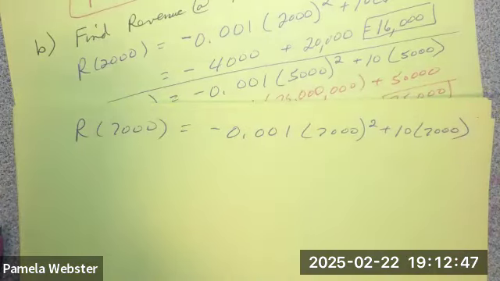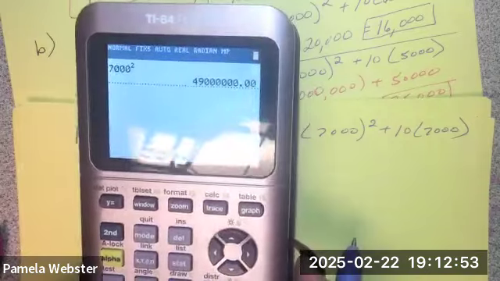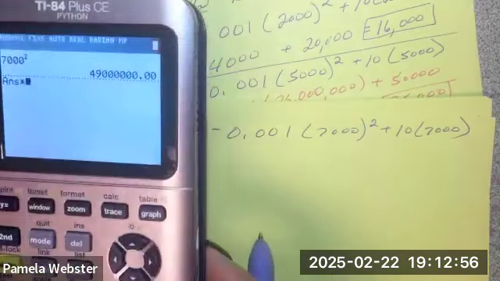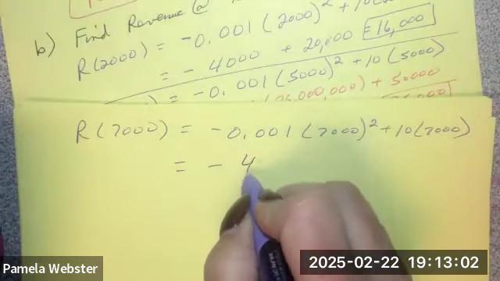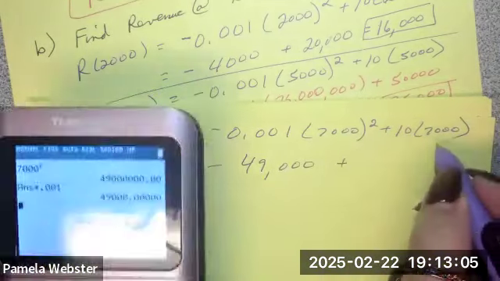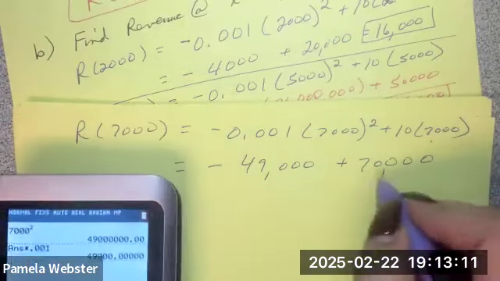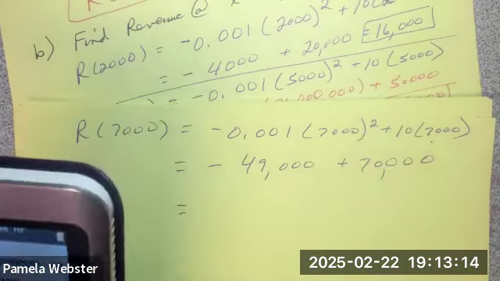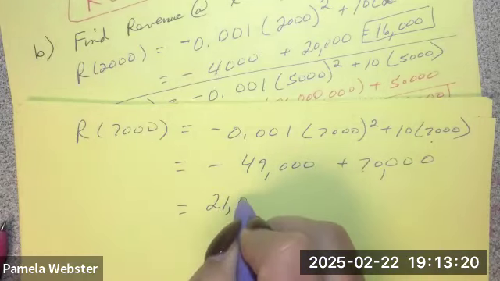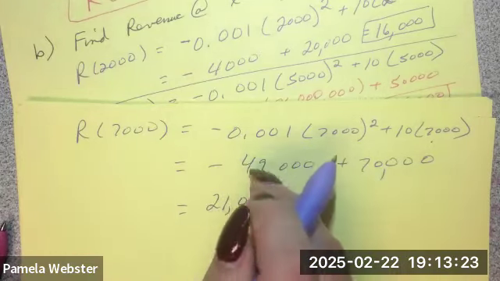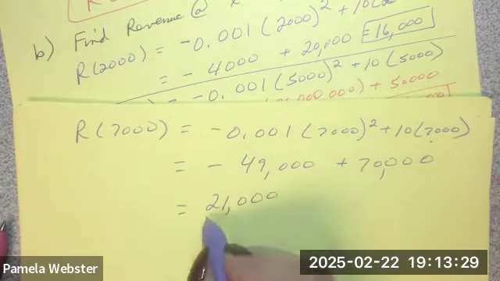I'm going to punch it on my calculator. 7,000 squared should be 49 with 6 zeros times the 0.001. So this is going to be negative 49,000 plus, and this is going to be 7,000 with an extra zero, so 70,000. Okay. And subtract that from 70,000 and I get 21,000. Now, my number was negative because I actually did a positive 49 minus a 70, but you know, if you do 70 minus 49, you're going to get 21,000.